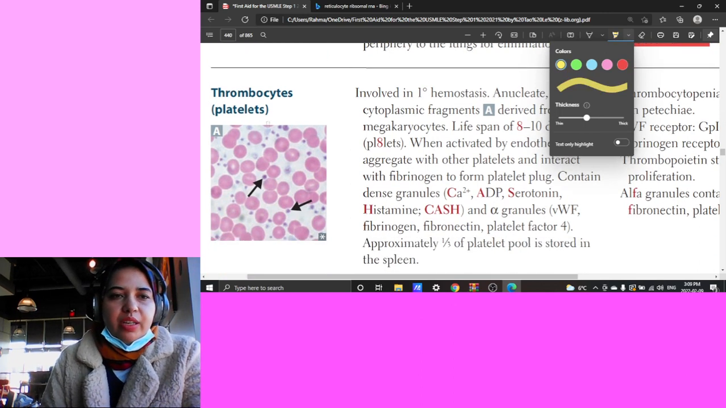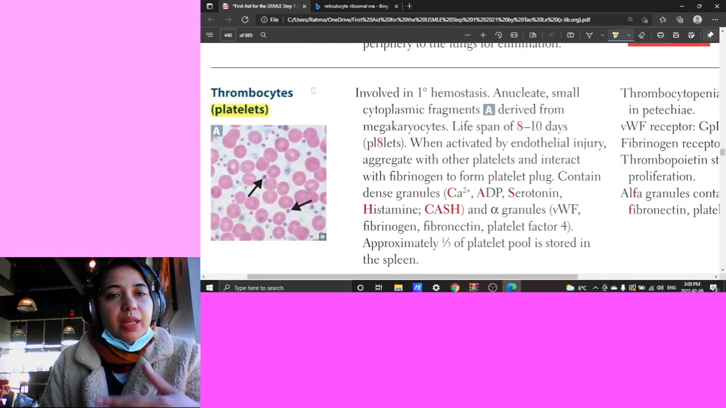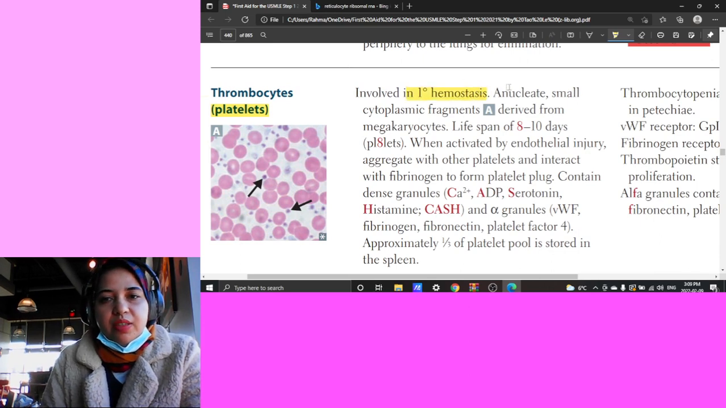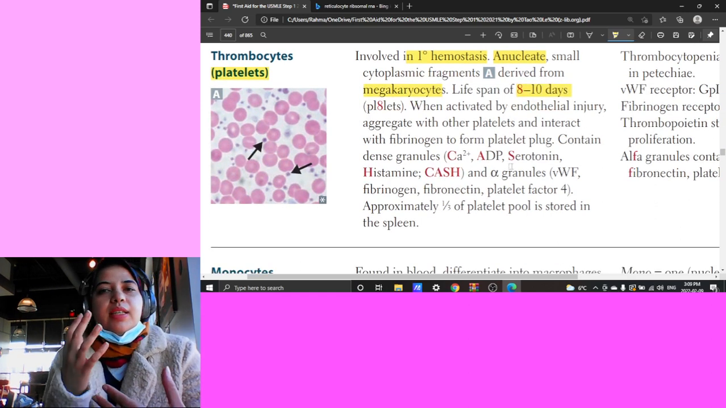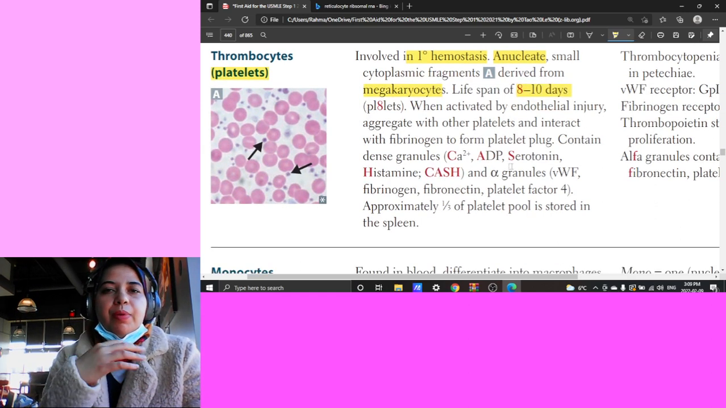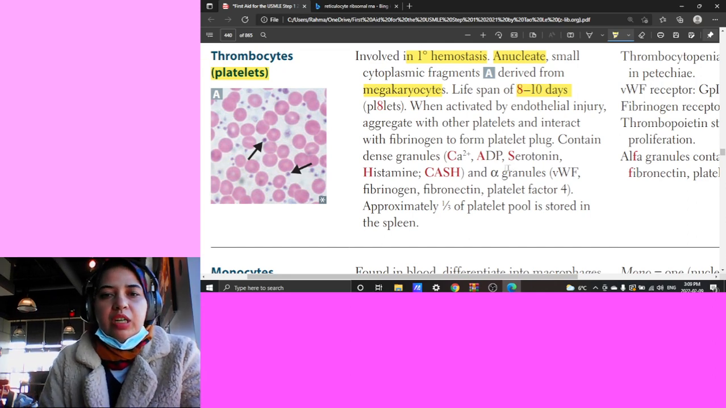Next, we have the thrombocytes. Thrombocytes are platelets. Platelets, we know, are involved in primary hemostasis. They are anucleate. They are derived from erythrocytes, and they have a lifespan of 10 days. They contain substances that either cause more platelet aggregation or platelet activation. These are calcium, ADP, serotonin, and histamine.